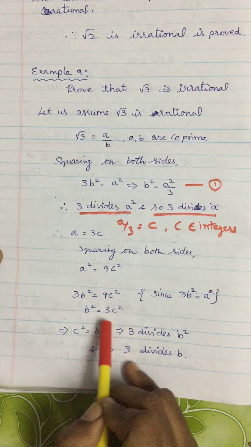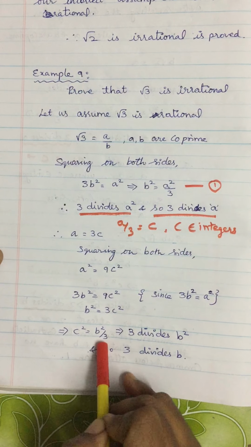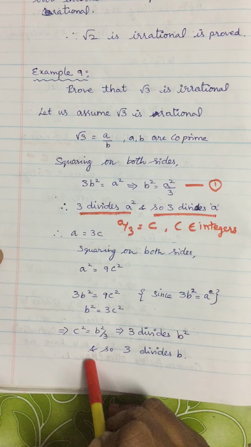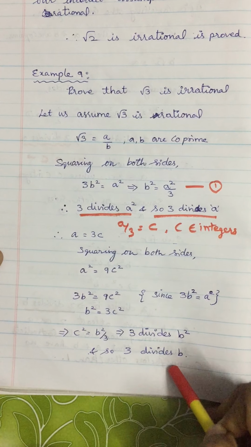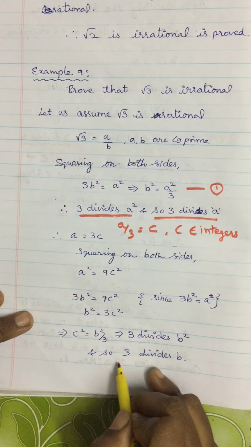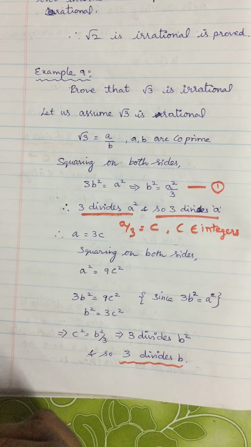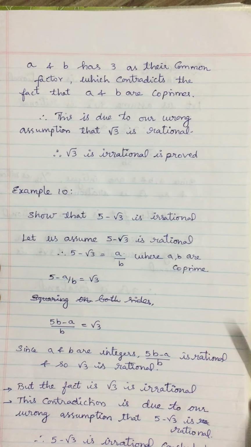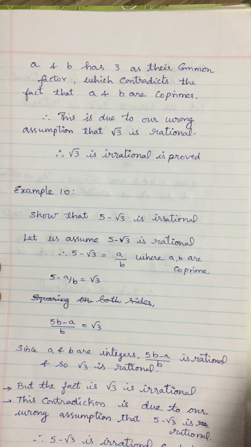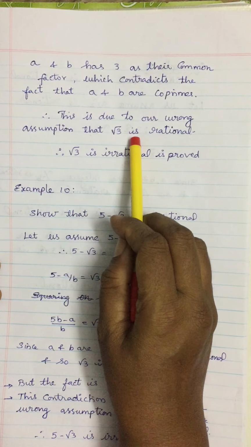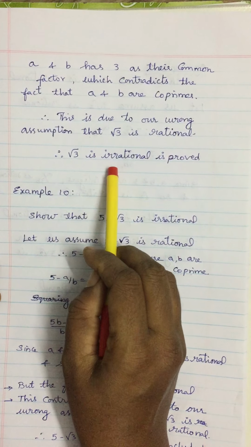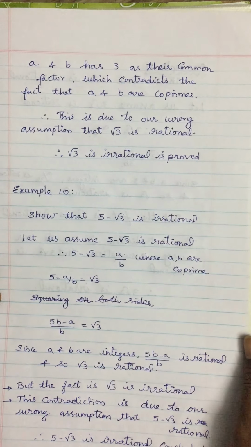So, from this what I am inferring is c square is equal to b square by 3, which means 3 divides b square, and so 3 should divide b also. So, now what I am getting is that the common factor between a and b is 3, which contradicts our assumption that a and b do not have any common factor. Therefore, what you have assumed is wrong. Therefore, root 3 is not a rational number, rather it is an irrational number, is proved, right.